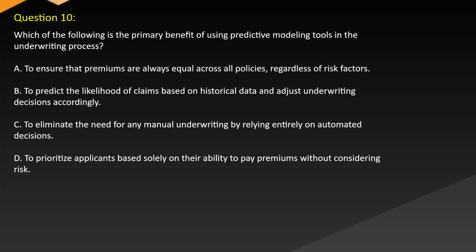Question 10. Which of the following is the primary benefit of using predictive modeling tools in the underwriting process? A. To ensure that premiums are always equal across all policies, regardless of risk factors. B. To predict the likelihood of claims based on historical data and adjust underwriting decisions accordingly. C. To eliminate the need for any manual underwriting by relying entirely on automated decisions. D. To prioritize applicants based solely on their ability to pay premiums without considering risk.